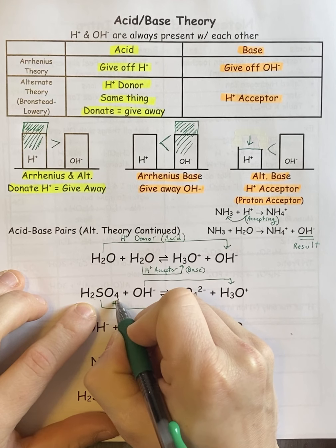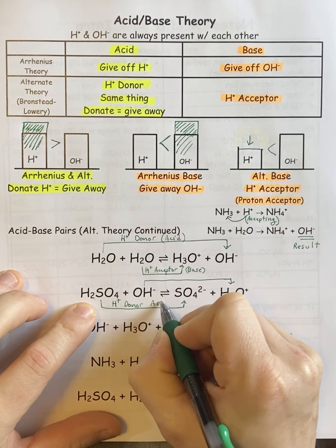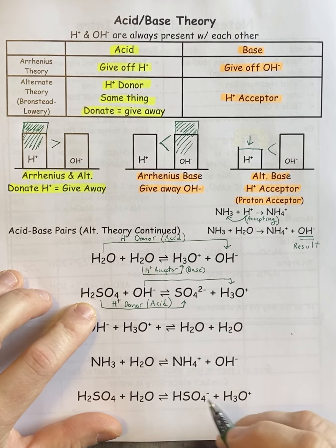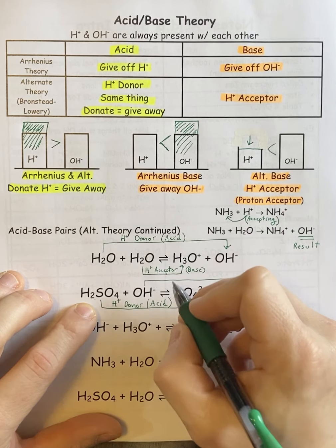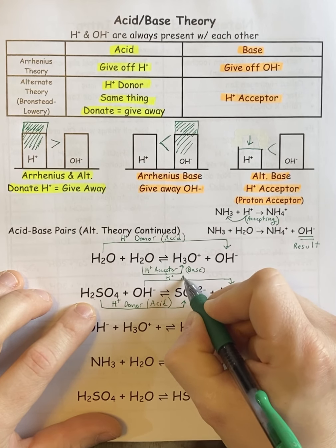So H plus donor, that one was the acid. And the other one has to be the base, and it has to be the acceptor, because you can't do one without the other.